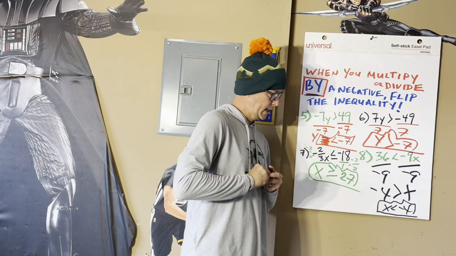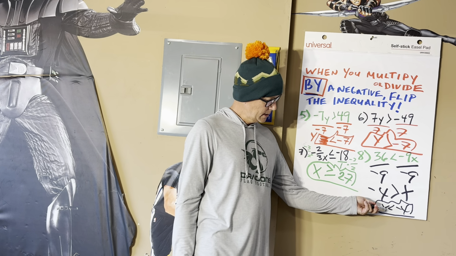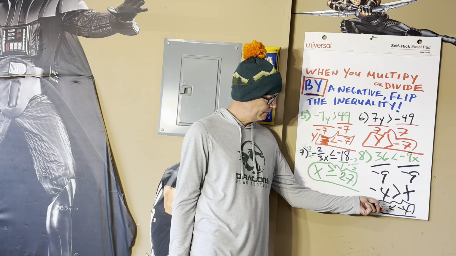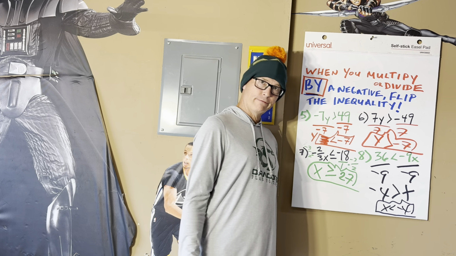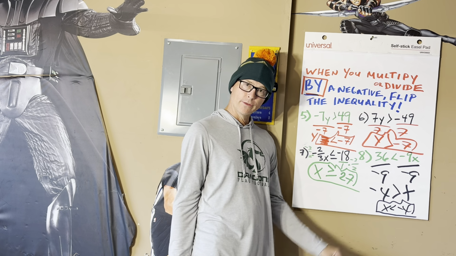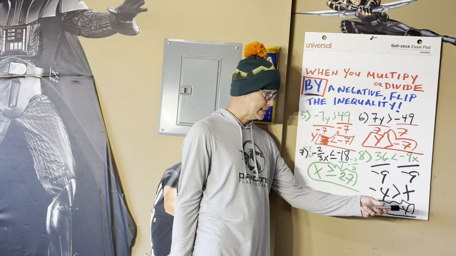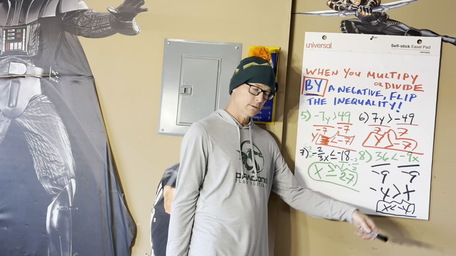Let's pick one and check it. Give me a number less than negative 4. How about negative 5? Negative 9 times negative 5 is 45. 45 is greater than 36. Yep. Let me get a number that's not true. 0 is not. Negative 9 times 0 is 0, and 0 is not greater than 36.